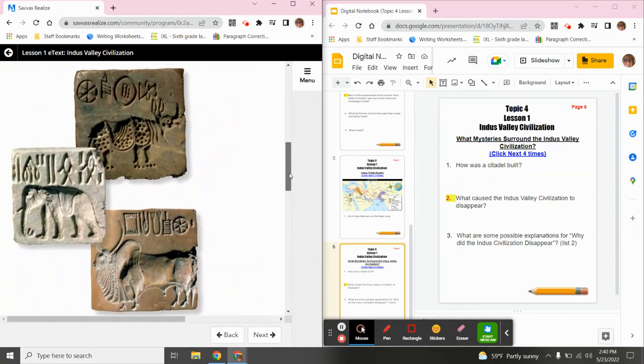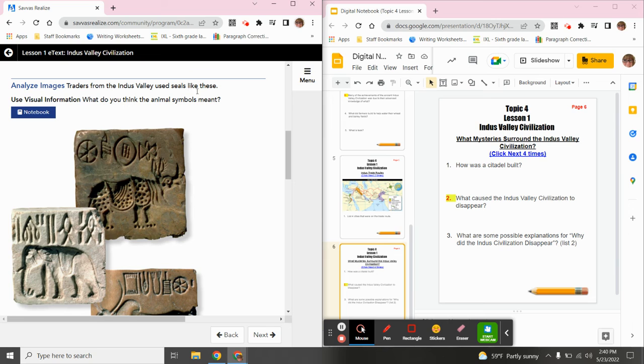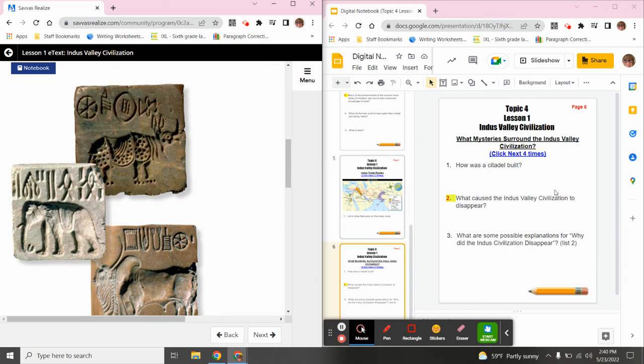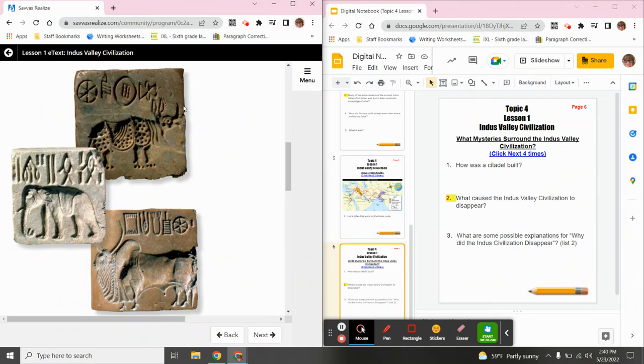While we are still on this page, I want to bring this up. Traders from the Indus Valley used seals like these. So, what do you think the animal symbols meant? I don't have a question over here to answer, but what do you think these animals meant? The traders would use these as like their card. What do you think?